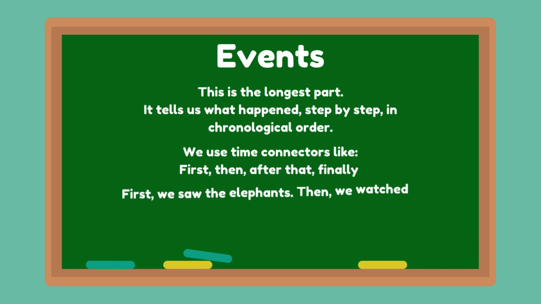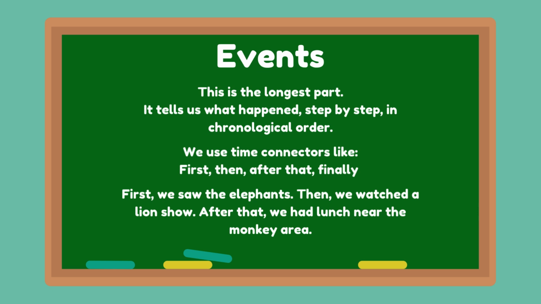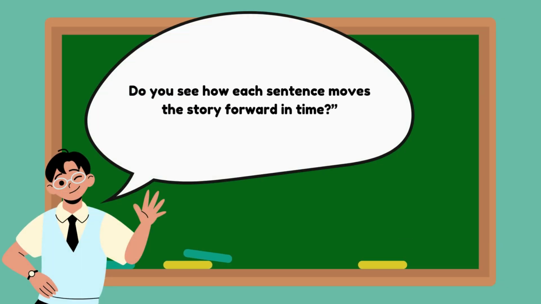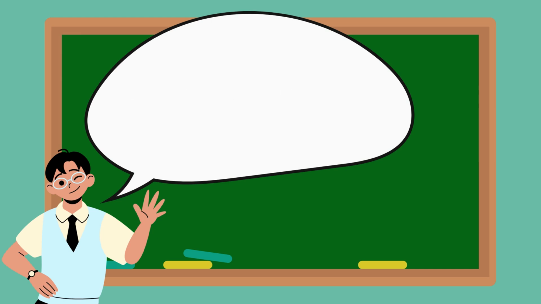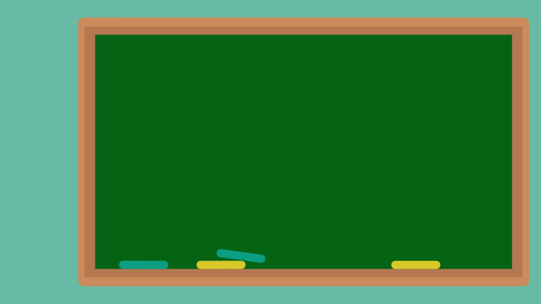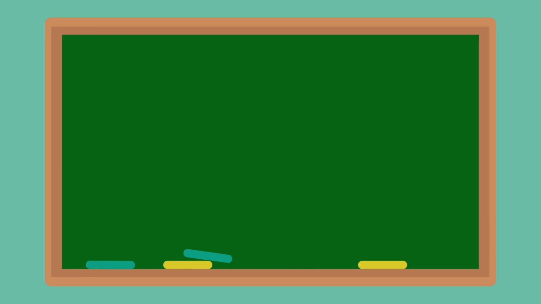Let's try a short example together. First, we saw the elephants, then we watched a lion show. After that, we had lunch near the monkey area. Do you see how each sentence moves the story forward in time? I want you to imagine writing about your school trip. What would be the first event you'd include? Think about it.